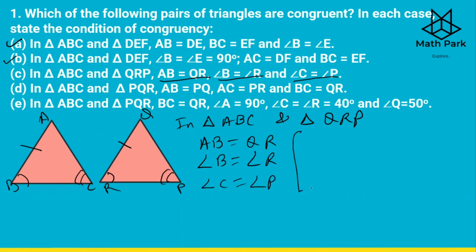We need to write the reason. This is all given to you. So therefore, now observe the congruence. Therefore, you have triangle ABC is congruent to triangle QRP.